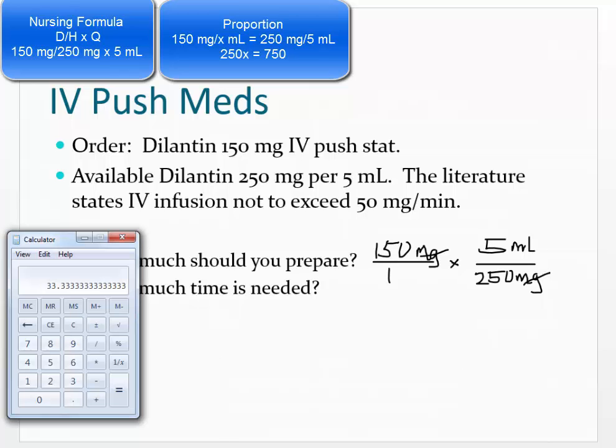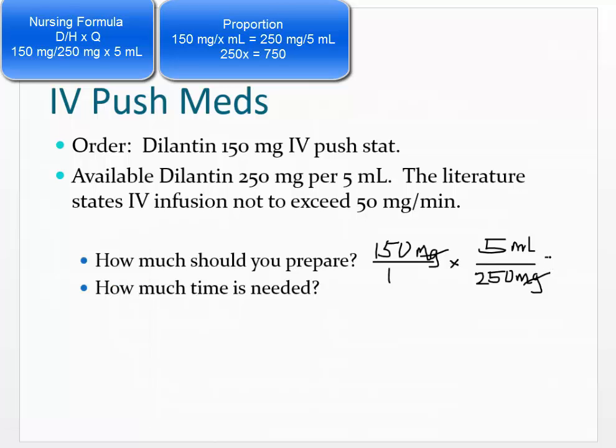Bringing up my calculator, I'll take 150 times 5 and divide that answer by 250. And from that, I get 3. So how much should I prepare? I should prepare 3 milliliters.